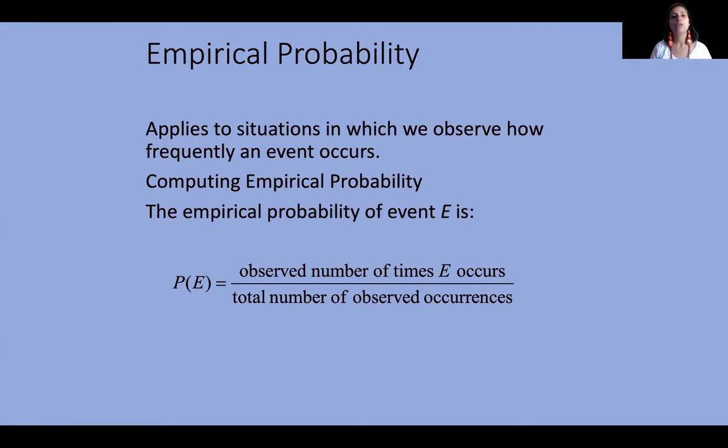So let's say that you were flipping a coin 100 times and you didn't get 50 heads and 50 tails. You got 25 heads and 75 tails. In that case, the probability of a head would be 25 out of 100, or 1/4, not a half. Here you can see the difference between empirical and theoretical probability.